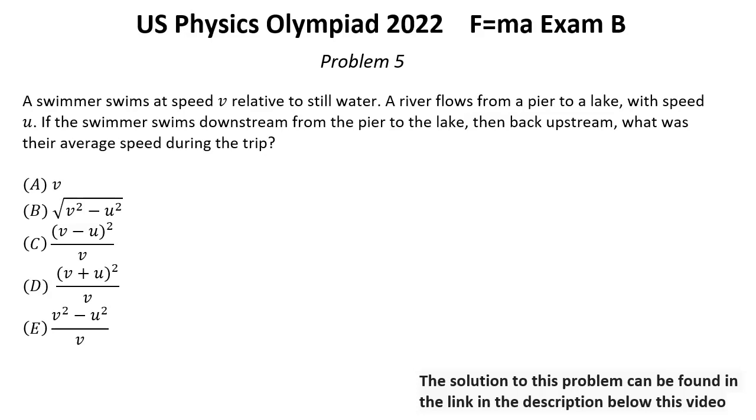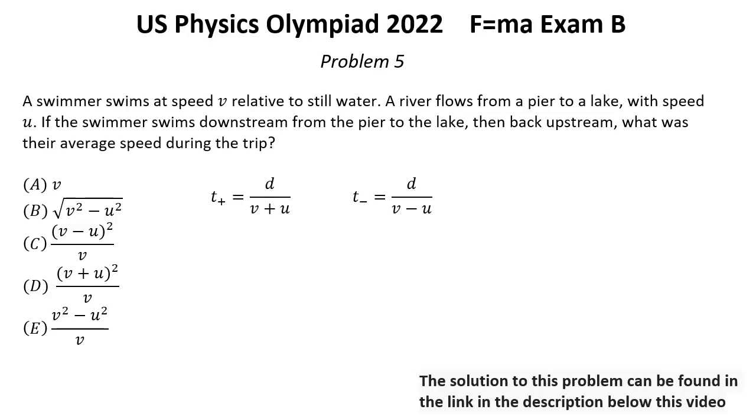Solution for problem number 5. To find the average speed, we have to divide full distance over full time. Suppose that the full distance is d. In that case, the total time to swim downstream will be t plus equals d over v plus u. The total time to swim upstream will be t minus equals d over v minus u.